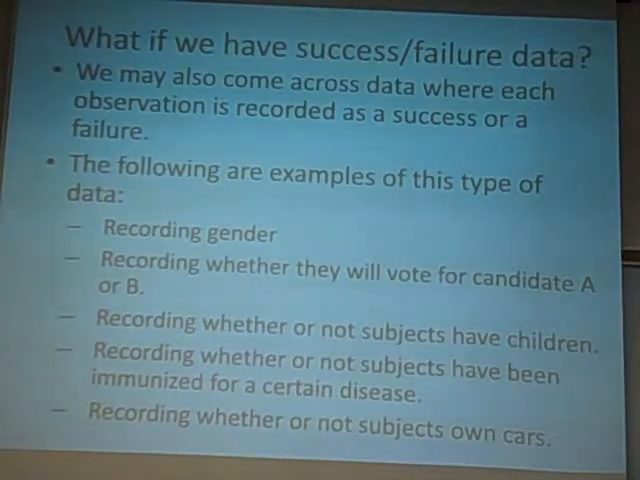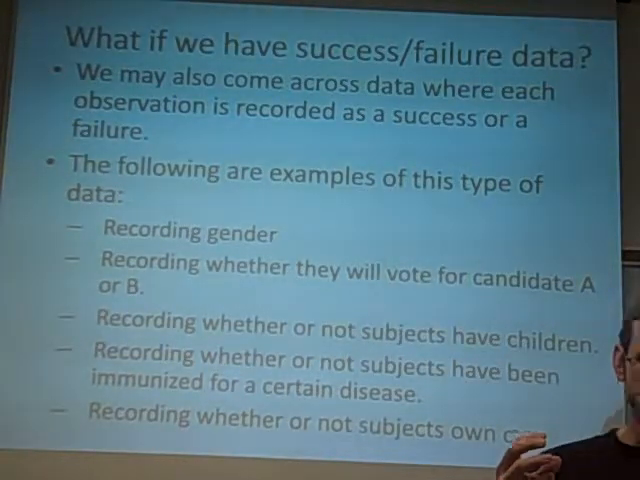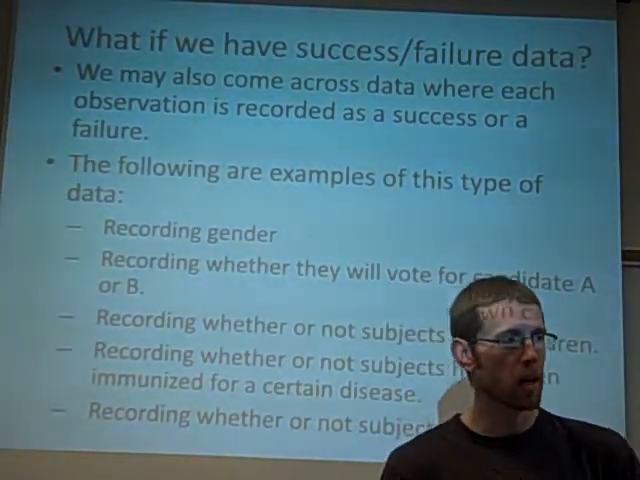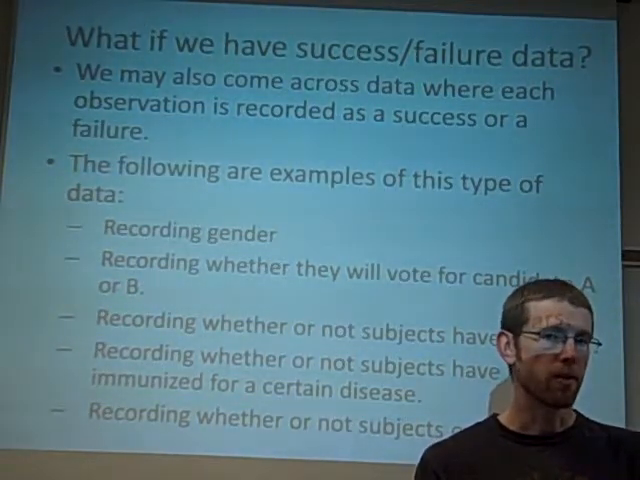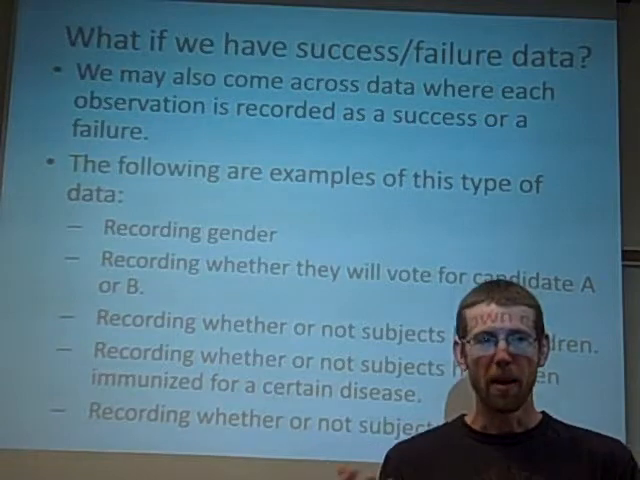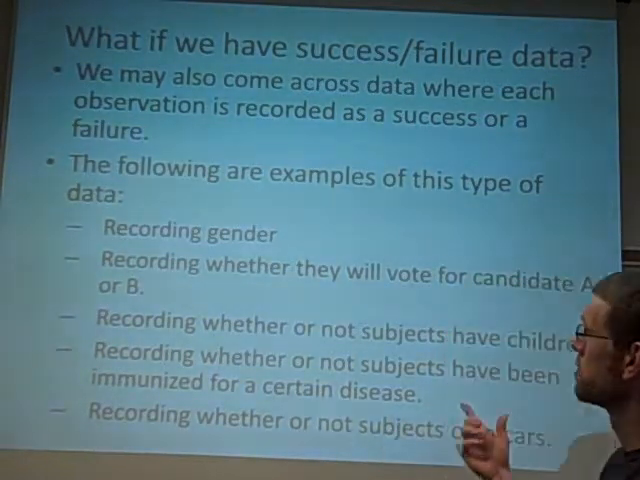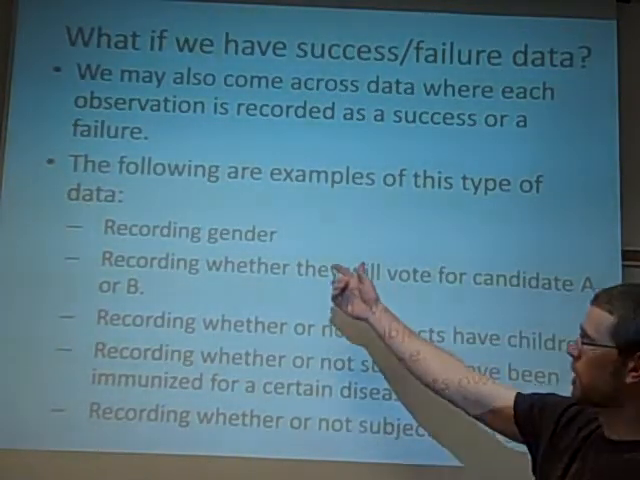So what we're going to look at is if you have success-failure data. That means for everything in the population we're looking at, you have to be able to classify everything as a success or failure. So male, female, what are some of the examples I have? That would be recording gender, right?